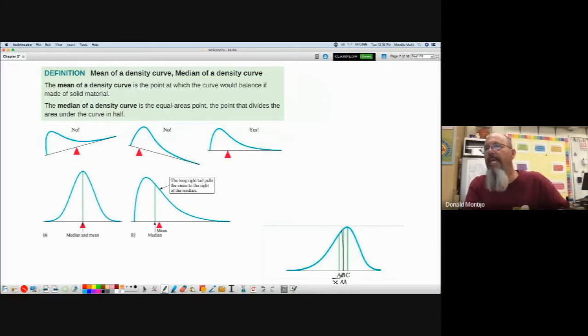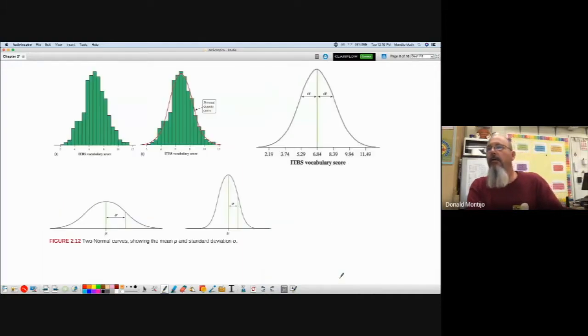So the mean, again, is the balance point. The median is the equal area point. When trying to identify them visually, it's usually easier to start with the median and then, based off of the shape of the graph, determine where the mean is.